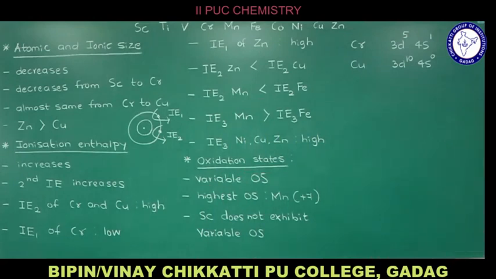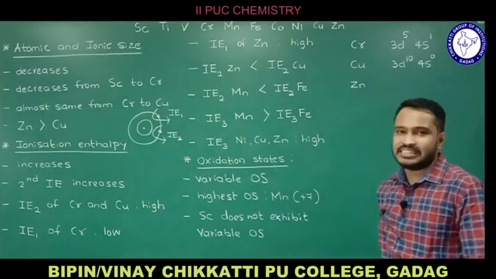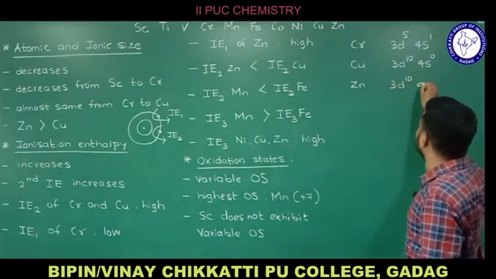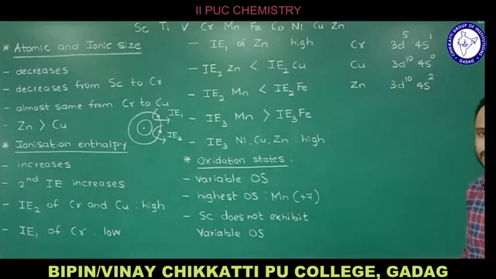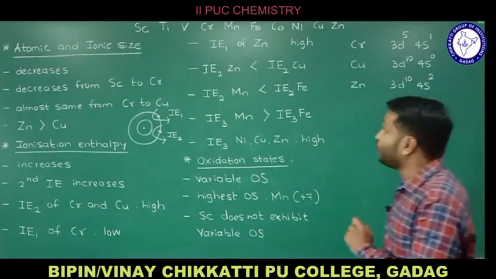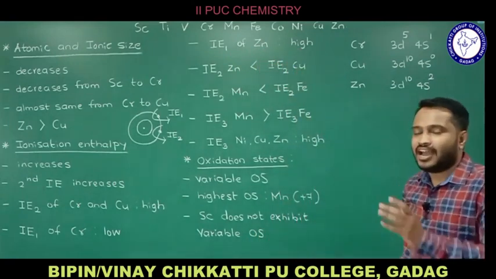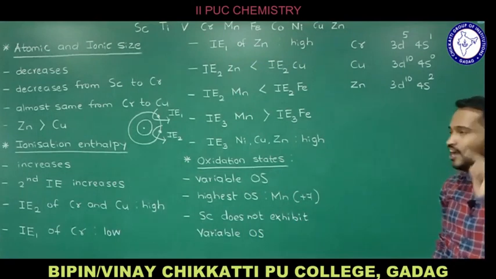Some other examples. First ionization energy of zinc is high. We'll see that one. Zinc, atomic number 30, electronic configuration argon 3d10 4s2. So we have a completely filled d atomic orbital as well as a completely filled s orbital. So first ionization energy of zinc is high, and you need to think about why. I hope you can guess.